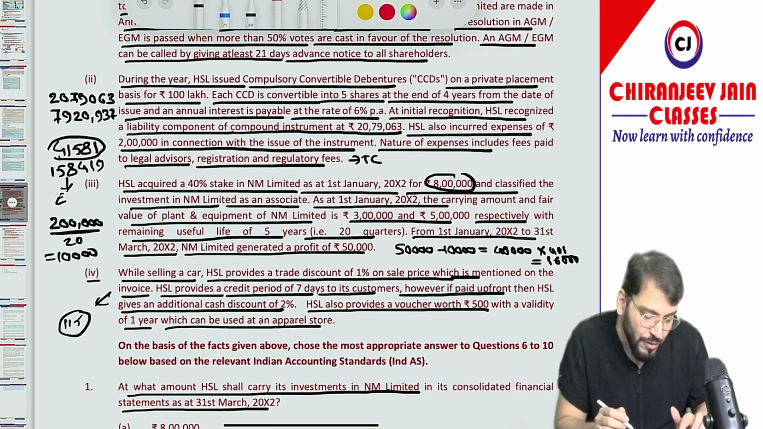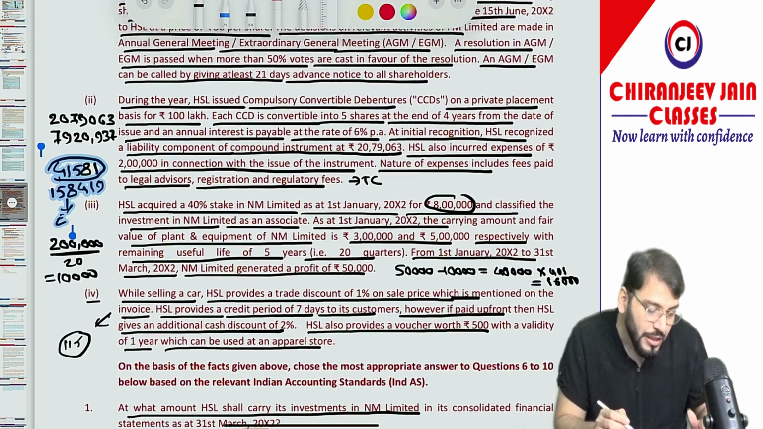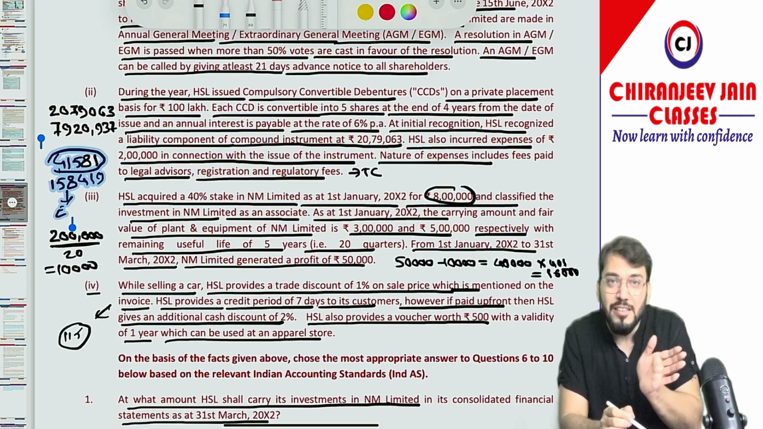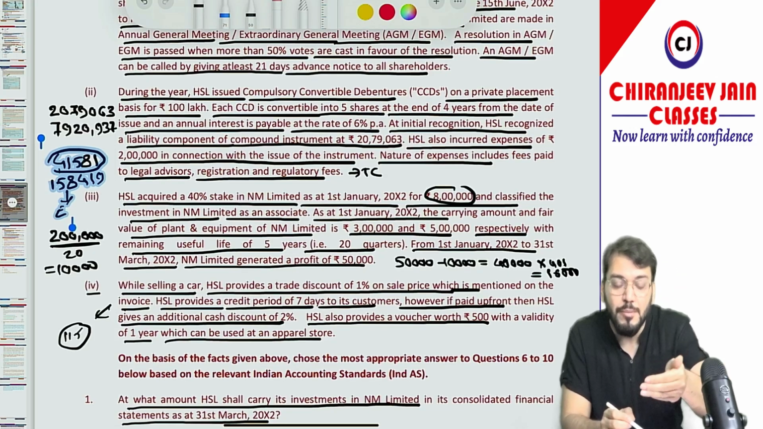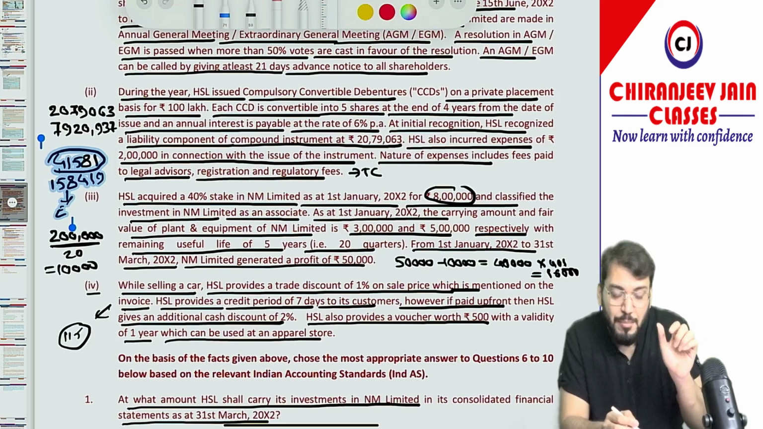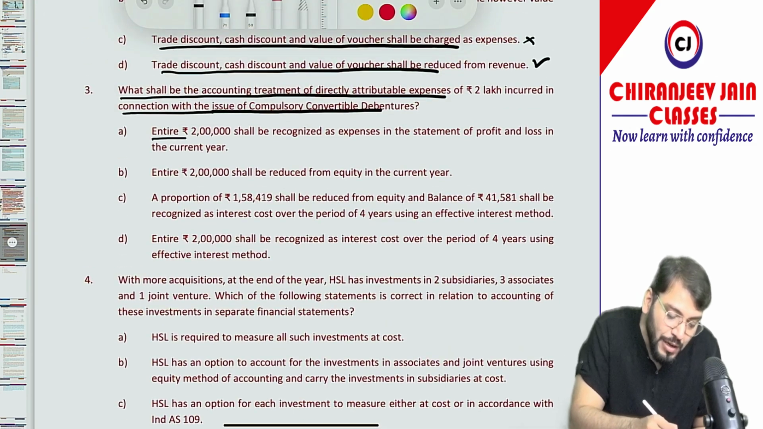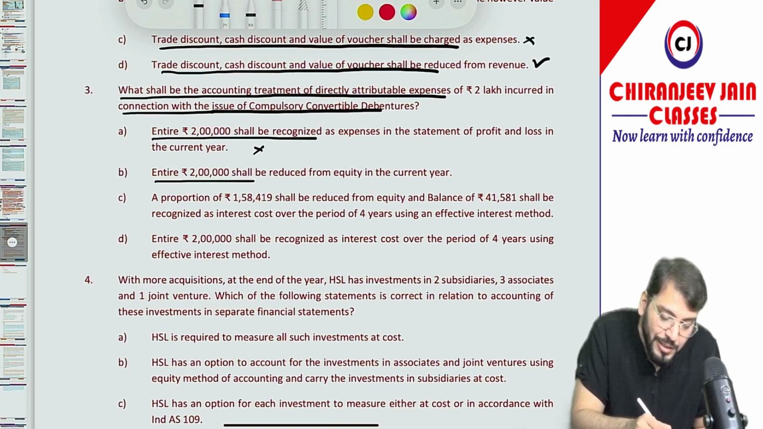What was the life? 4 years. So it will be recognized as an interest expense over the period of 4 years, correct, by using the effective rate of interest. Let's see what the options have been given. Entire 2 lakhs have been recognized as an expense. This is not correct. Entire 2 lakhs have been reduced from equity.